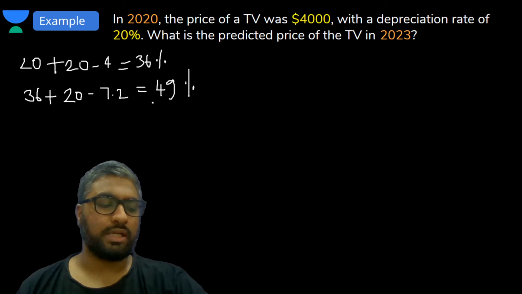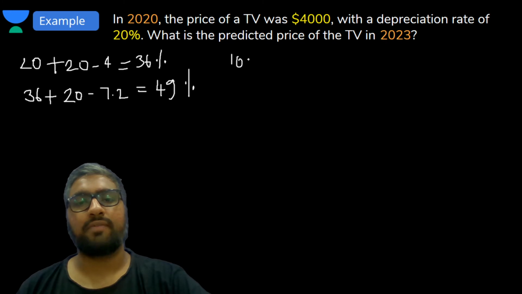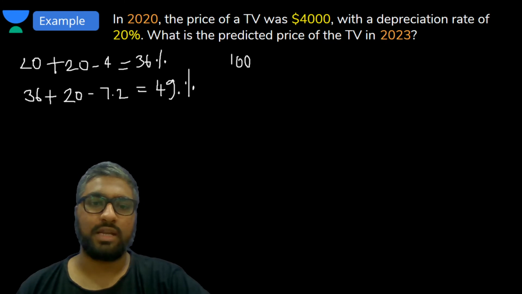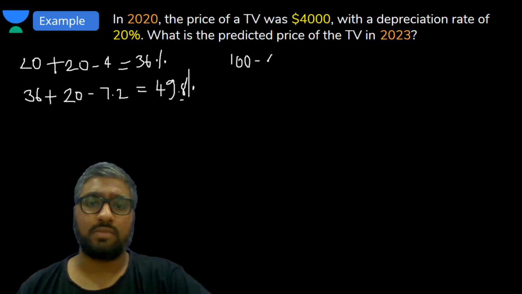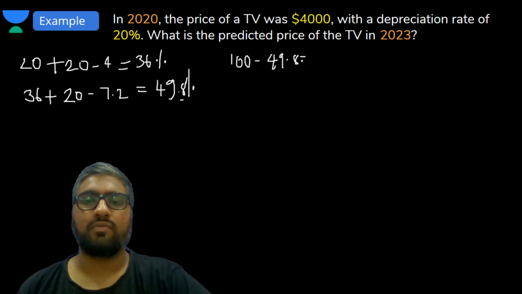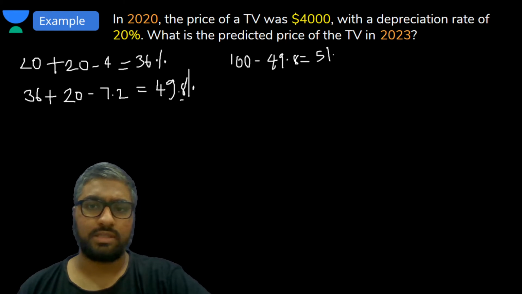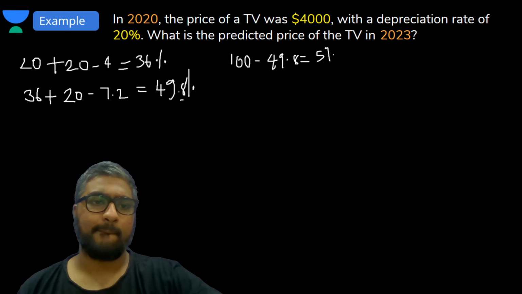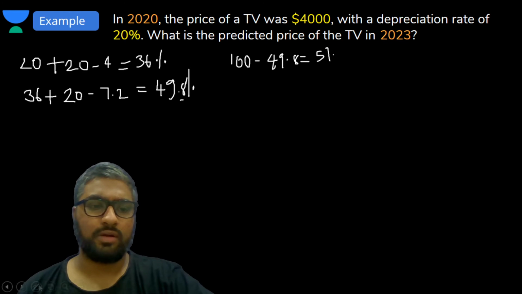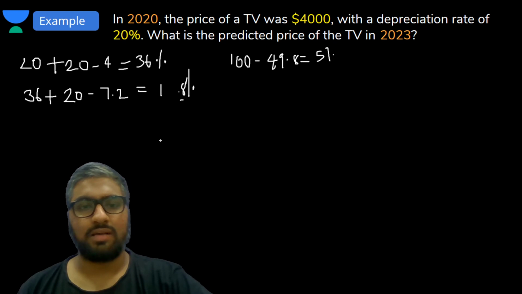So totally what's happening? If I look at 100, if I look at 100 percentage, how much is being reduced? 48.8%. How much would be left? Left would be somewhere around that.